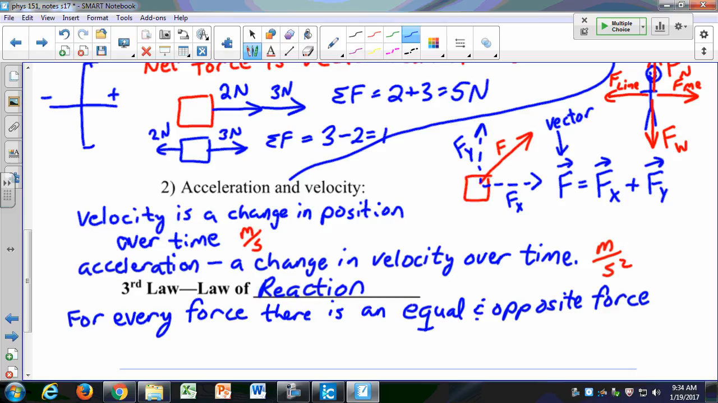I'm pulling in this direction. Which direction are you pulling? You're pulling the opposite direction. You can let go now. So if I pull in this direction, she pulls in that direction. It's called an action-reaction pair.